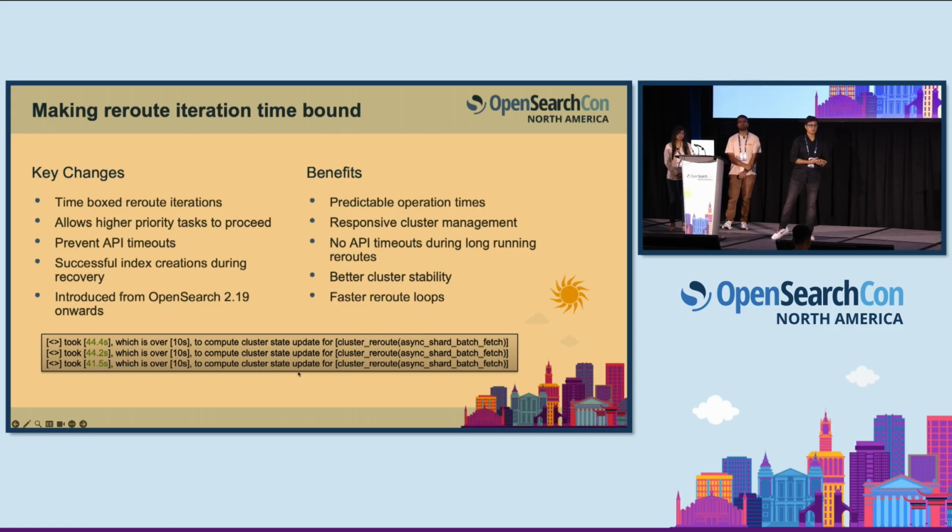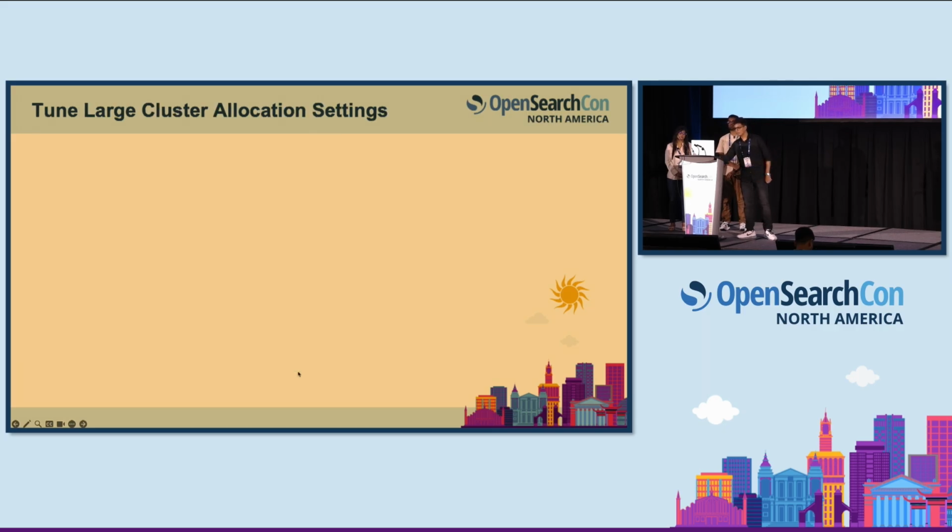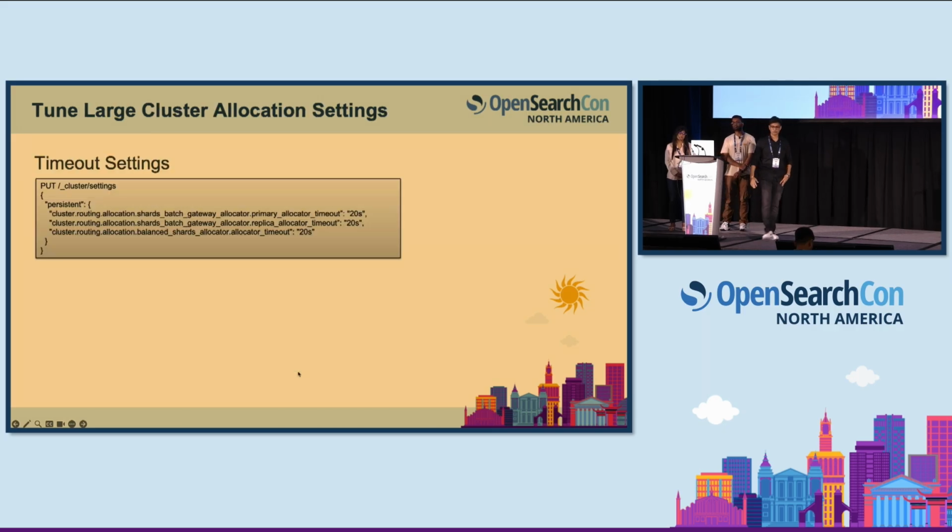So this will not block any of your admin operations, be it cluster settings update, index creation, node removal, node join, and things like that. How can you tune those settings? Now that we have made these optimizations, we can obviously tune those settings and make them customizable as per your cluster needs and the index creation timeout that you supply.